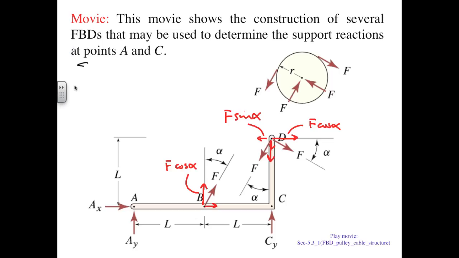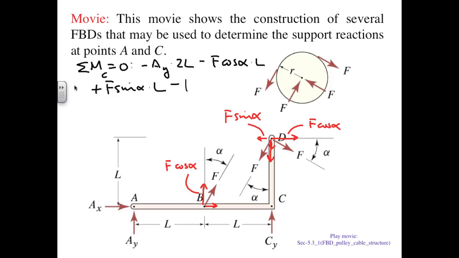So now if I write sum of the moments about C equal to 0, I have, again, minus AY times 2L, and then at B, I've got a minus F cosine alpha times L, and at D, I've got two contributions in opposite directions. I've got a plus F sine alpha times L, minus an F cosine alpha times L equals 0.